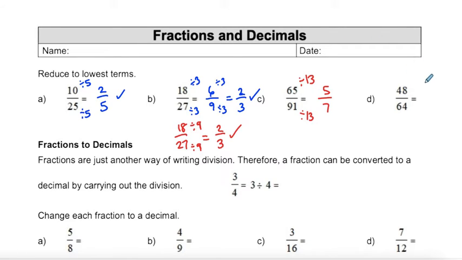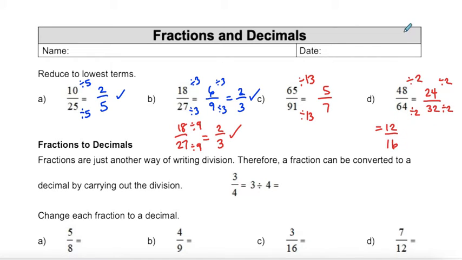All right, let's take a look at part D then. So 48 over 64, they're not multiples of 5, but they are both even numbers. So let's start by dividing them by 2. 48 divided by 2 is 24, and 64 divided by 2 is 32. These are still both even numbers, so I'm going to keep dividing them by 2. 24 divided by 2 is 12. 32 divided by 2 is 16.